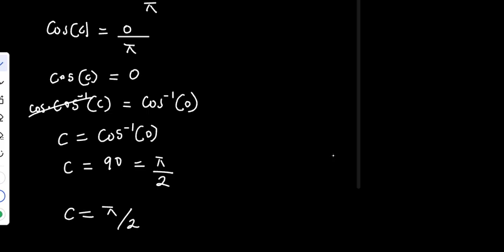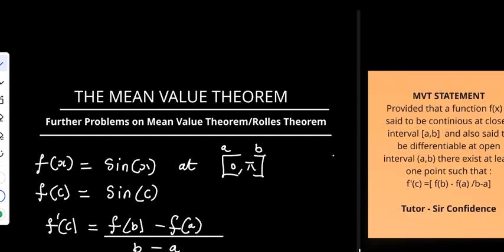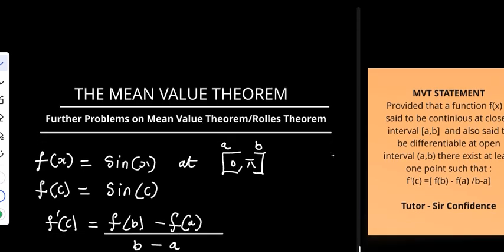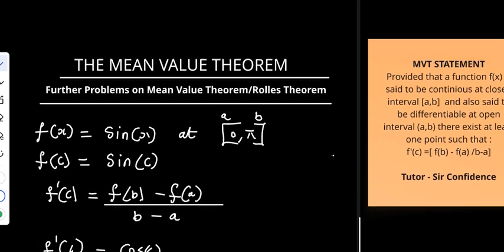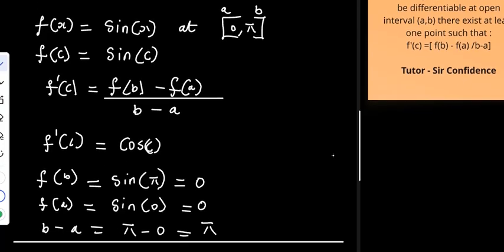So remember that pi is 180, and 180 over 2 should give us 90. So c is equal to pi over 2, and pi over 2 exists in the interval 0, pi. So that is that for this very simple trigonometric equation. So let's talk about Rolle's theorem.